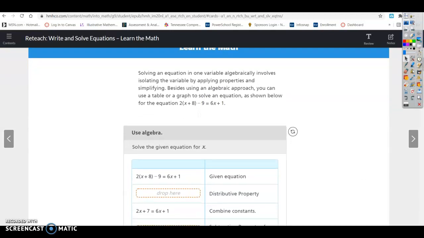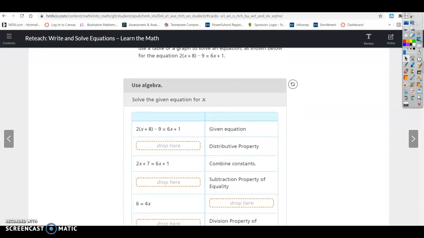Alright, so one thing I want to point out: when it says isolating the variable, we're going to isolate the variable. That means we get the variable on one side of the equation by itself. Okay? Alright, so let's look at the equation that they have given us.